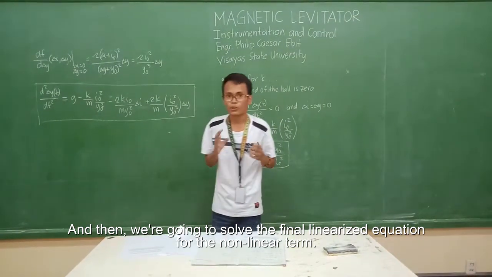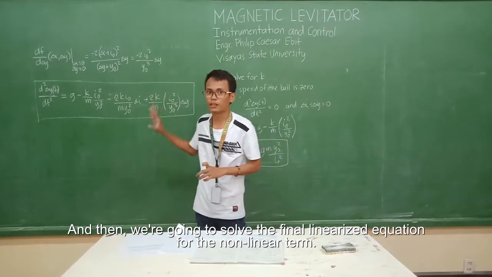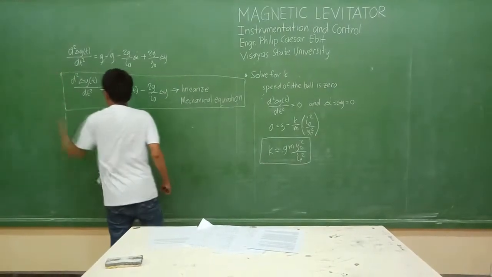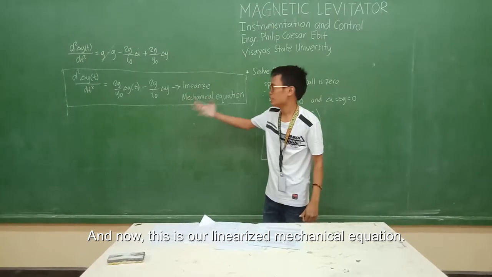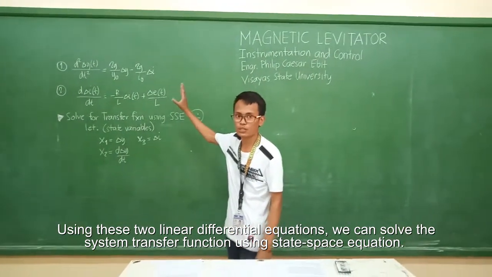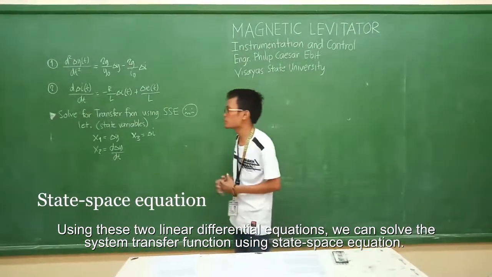And then, we're going to solve the final linearized equation for the nonlinear term. And now, this is our linearized mechanical equation. Using these two linear differential equations, we can solve the system transfer function using state space equation.